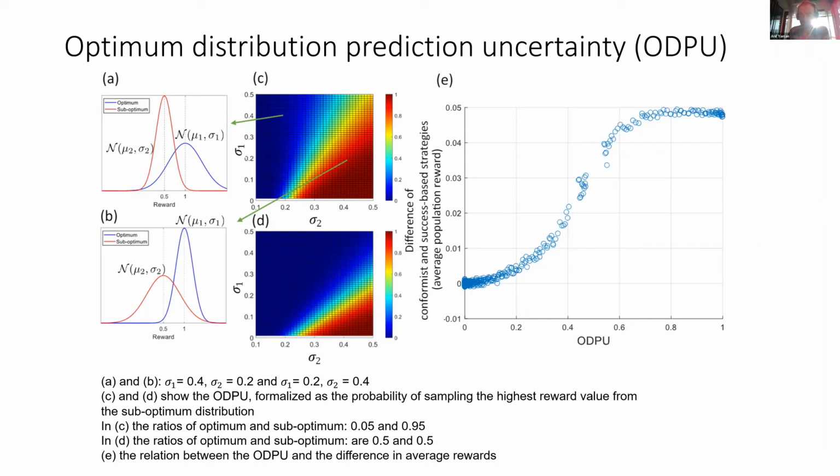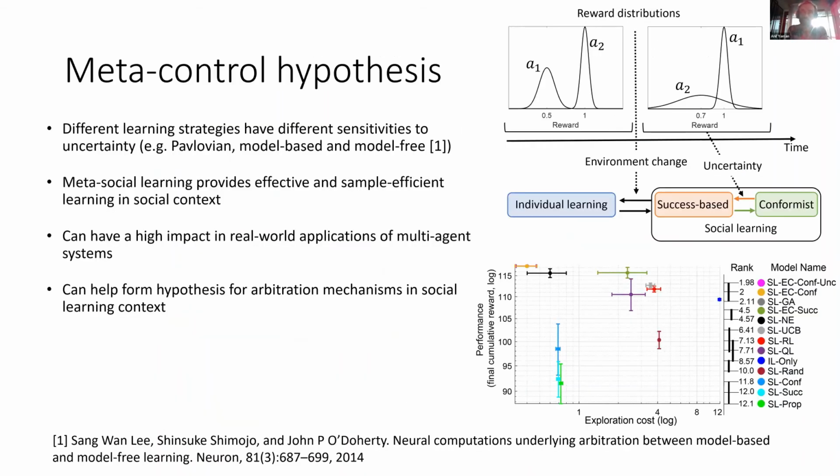And based on this analysis and trade-off, we came up with this hypothesis, which is this meta control. This is also inspired by neuroscience. In neuroscience, it is proposed that in the brain, there are multiple strategies at the same time, competing with each other, depending on the environment.